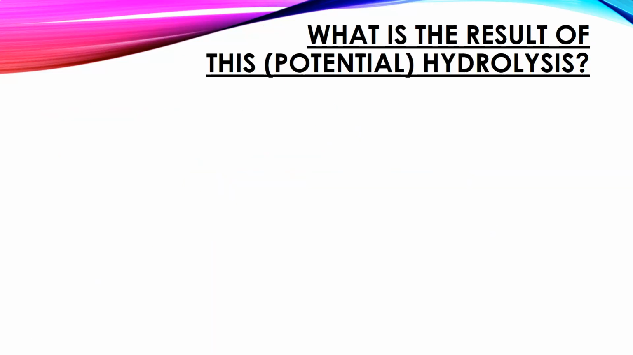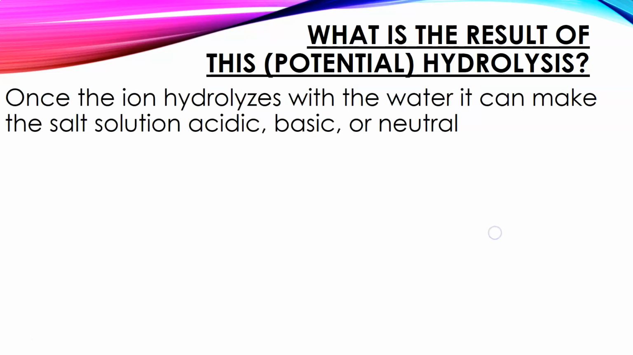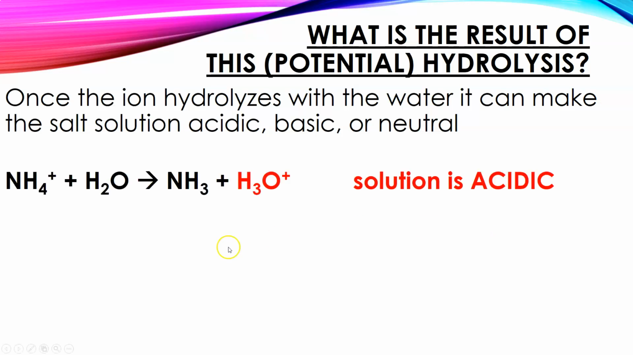The result of an ion hydrolyzing is that the pH is going to change. It's going to end up turning the water into something that's acidic or basic. If hydrolyzation doesn't occur, you might end up with something that is neutral. Here are some examples. You can see the water had one of these hydrogens taken off, and the resulting solution would be acidic.